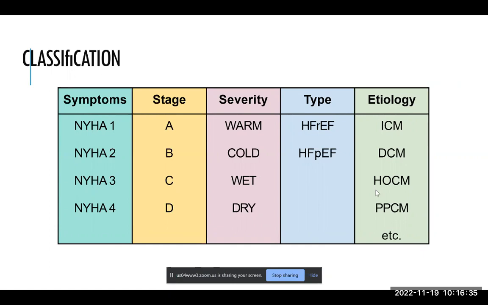If we look at the classification of heart failure, based on the symptoms we have the well-known NYHA classification from 1 to 4, stages from A to D, severity: warm, cold, wet, and dry, and combinations of these, which we'll talk about. We have the type of heart failure, which is either heart failure with reduced ejection fraction or preserved ejection fraction, and etiologies like ischemic, dilated, hypertrophic, obstructive, or peripartum, etc. We'll talk about each one of these in detail.